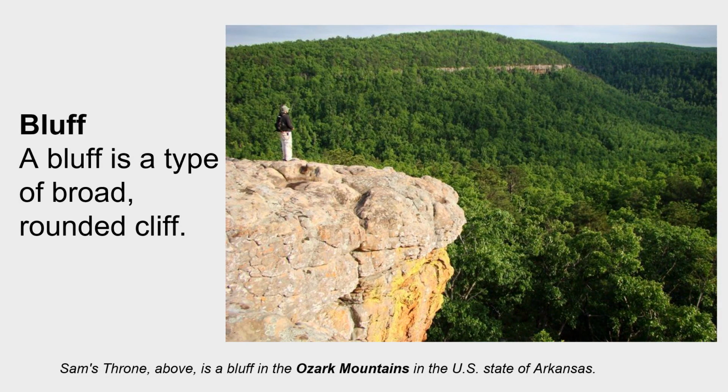The bluff. Bluff is a type of a broad rounded cliff. So that's a cliff, right? That's a kind of a mountain, that's a cliff. A man is standing on a bluff over here. It's a rounded cliff. So this is actually Sam's Throne above. It's a bluff in Ozark Mountains in Arkansas, United States.